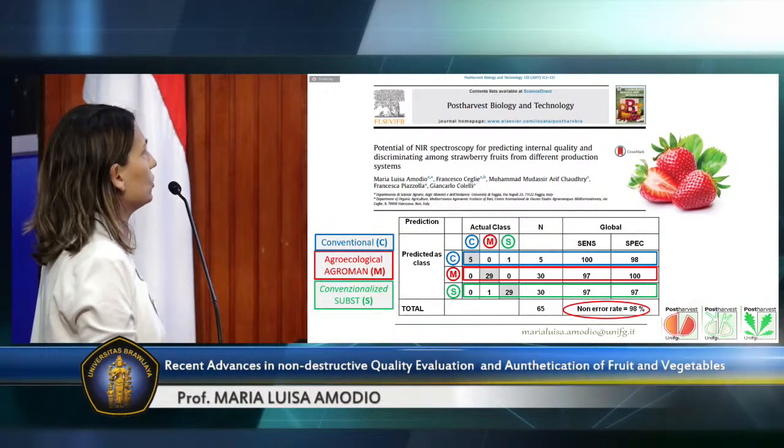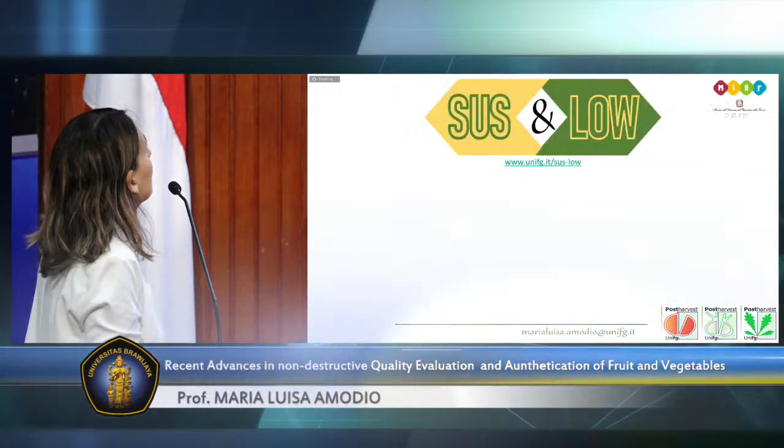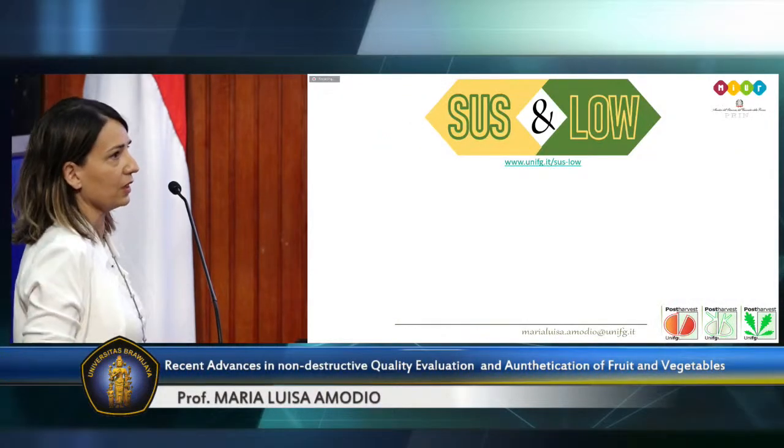Sorry, I don't know if I said tomato, these were strawberries. I don't know if I said a different one, because also we did something like this in tomatoes.